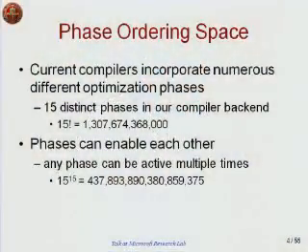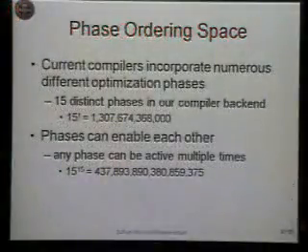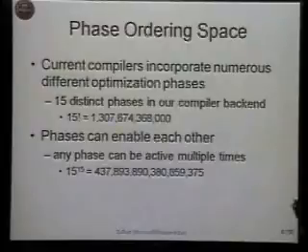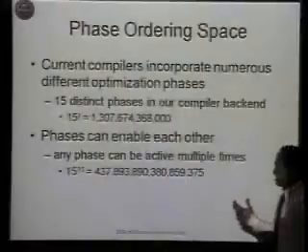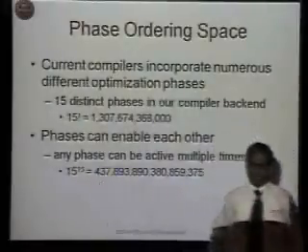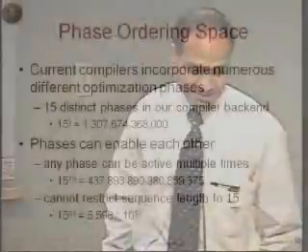However, now as I said, optimization phases can enable each other. So this means that we cannot restrict each optimization phase to be applicable only once in this sequence. They can be applicable any number of times. So if we remove that restriction, we'll actually have to evaluate now 15 raised to 15 possible orderings for each function, which is another large number of the order of 10 raised to 17.